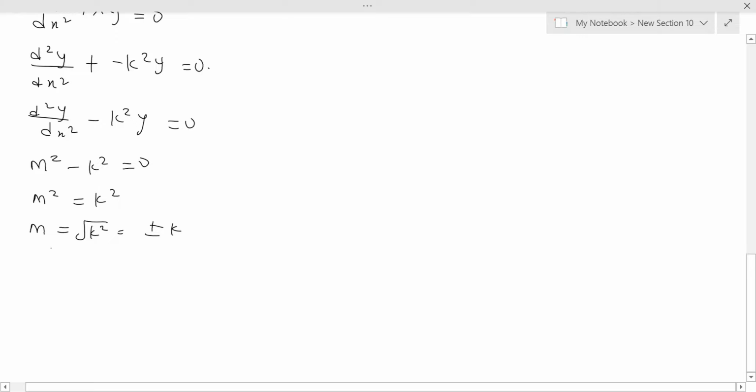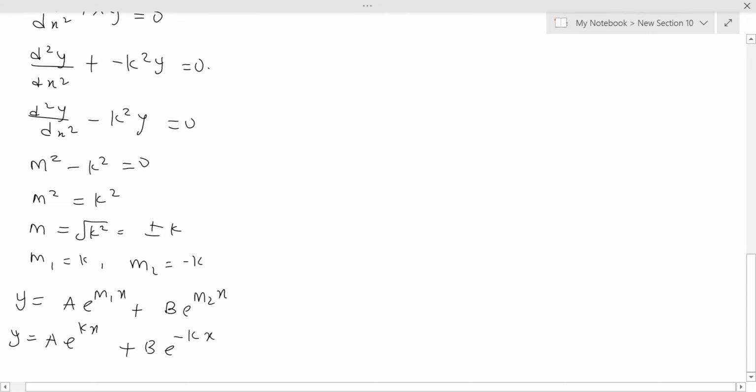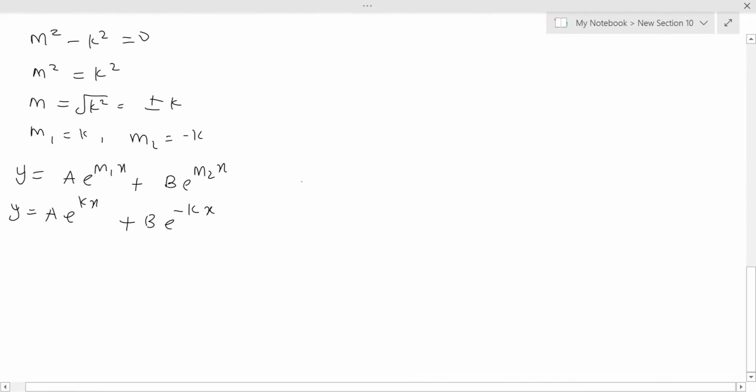So that is what we get for m. So this is distinct roots, like we have m1 to be k and we have m2 to be minus k. In previous classes in 241, when you have distinct roots, your solution will be a exponential m1 of x plus b exponential m2 of x. So now our m1 is k, and our m2 is minus k, so this is our solution. This is known as the general solution.